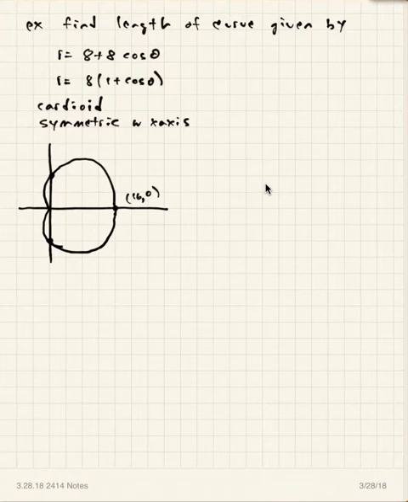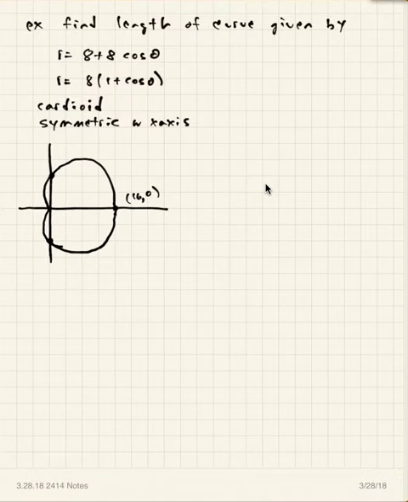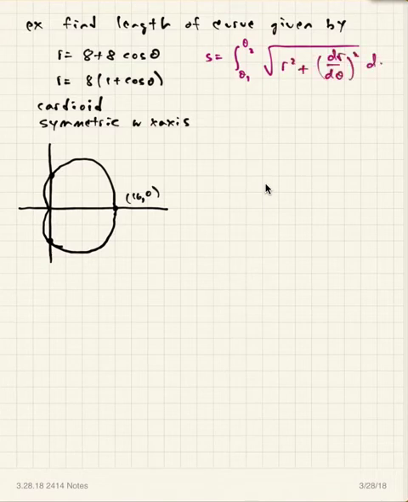Right, and so we want to find the length of this curve. I'm going to go to a different color here. We know that the arc length integral is the integral from theta 1 to theta 2 of the square root of r squared plus (dr/d theta) quantity squared, d theta.